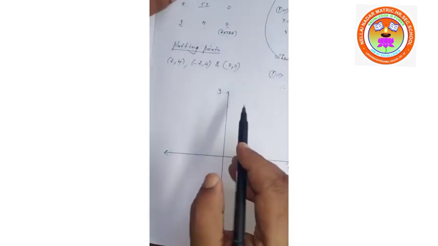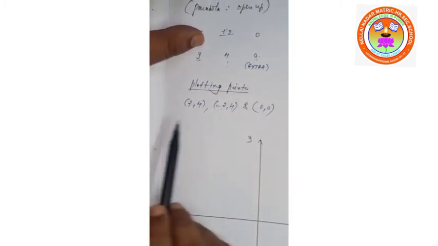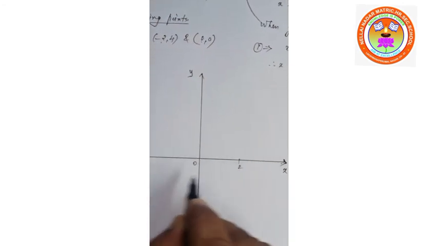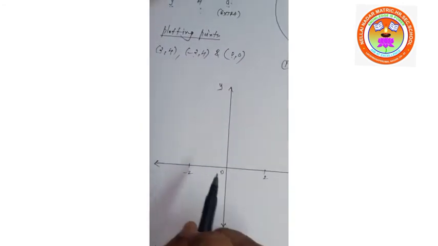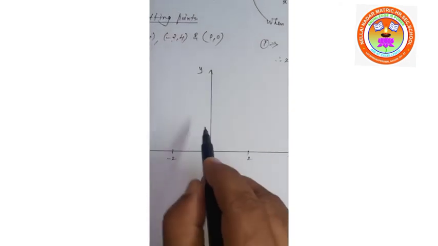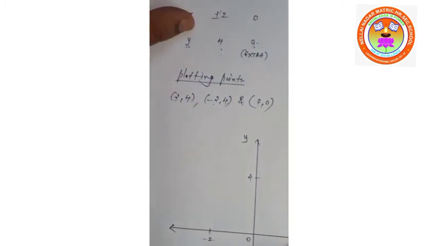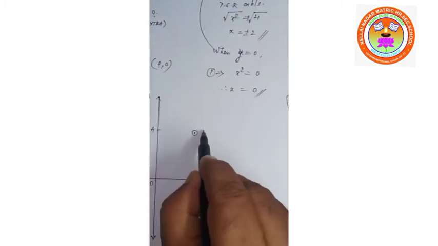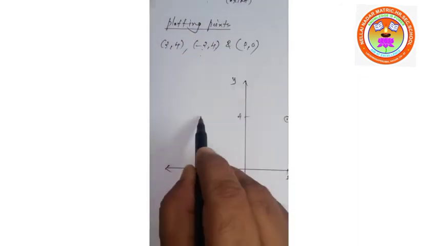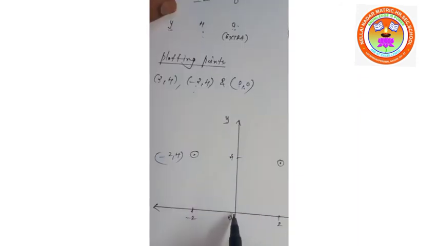X-axis, y-axis. We have 2, minus 2 and 0 in the x-axis. In the y-axis we have 4 and 0. Already we have 0, so only 4. First point: 2 comma 4, 2 in x-axis, 4 in y-axis. Next one: minus 2 comma 4, minus 2 in x-axis, 4 in y-axis. And the last one is 0 comma 0.